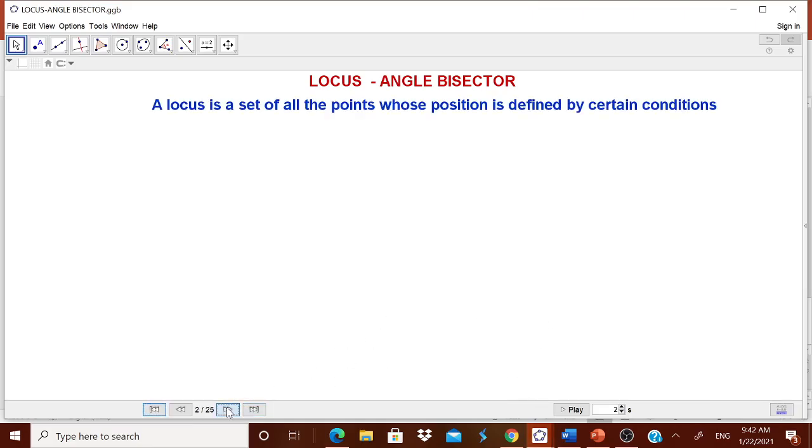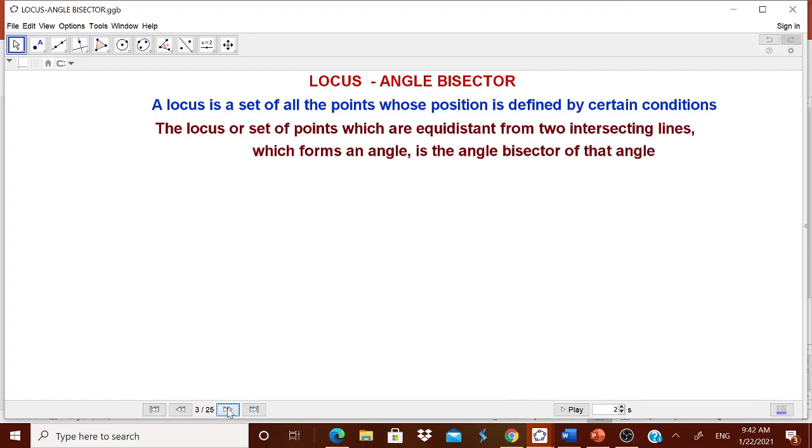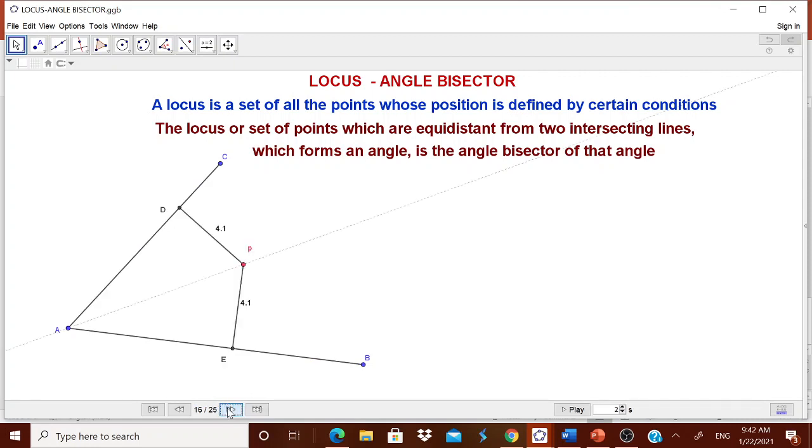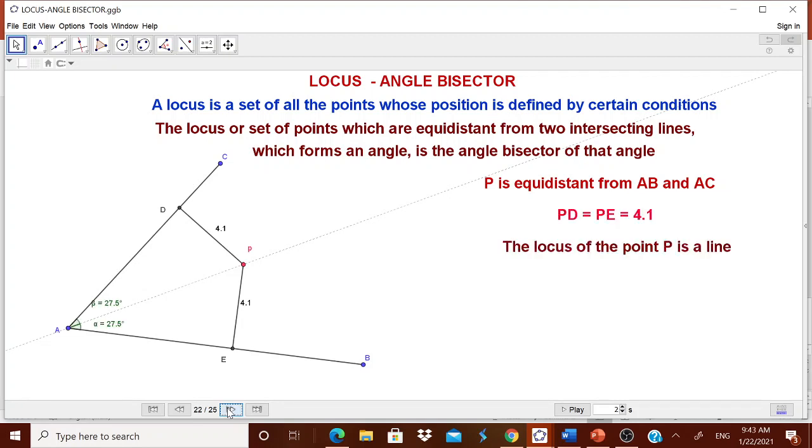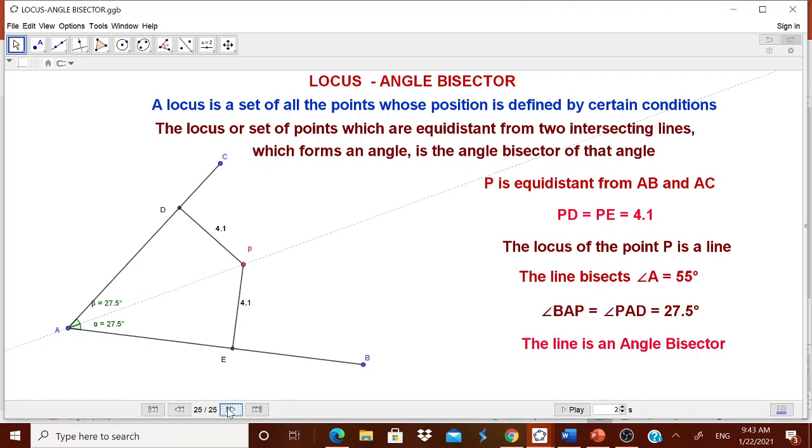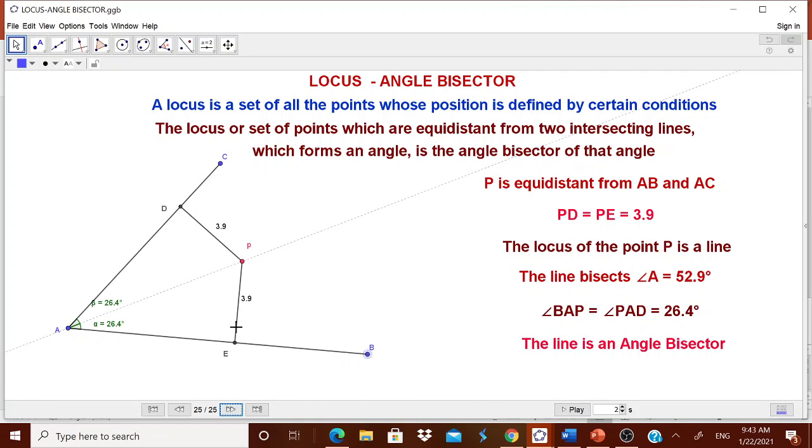We will explain to the children what is the locus, and that the locus of the set of points which are equidistant from two intersecting lines which form an angle is the angle bisector. Further, we will take an angle and a point which is equidistant from both arms of the angle, and it bisects the angle, because wherever you move it, it always bisects.